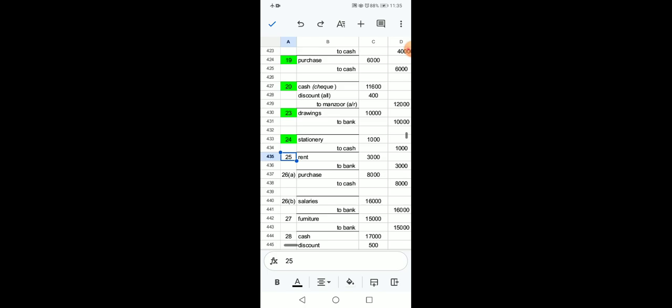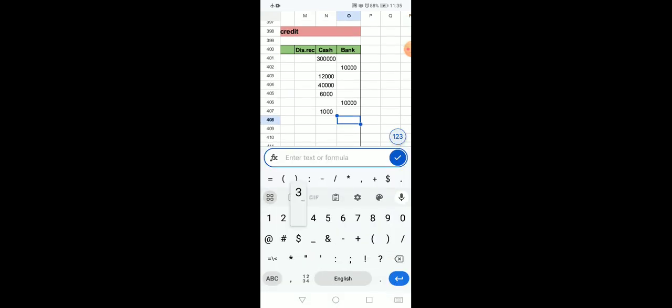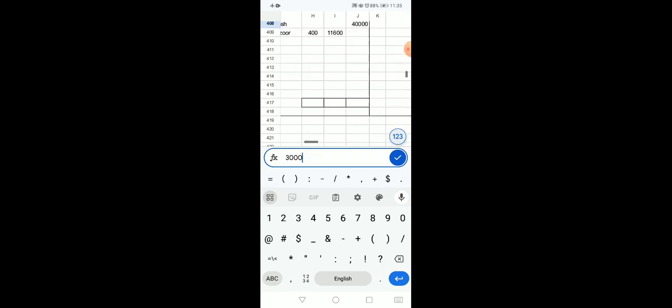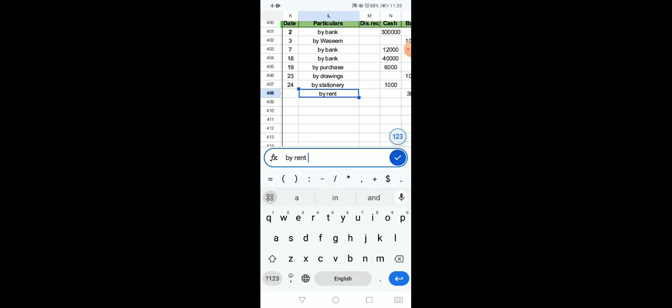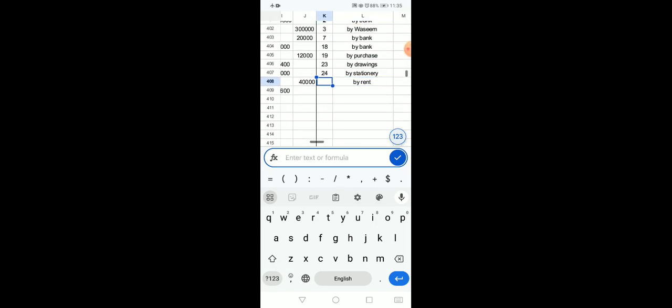Next entry is 25, where there are two elements, rent and bank, but we are related with only one aspect, which is bank. Bank is credited by 3,000. Go to the credit side of the bank and write 3,000 over here. Now see the reference, which is rent. Rent is written on the opposite side, so write by rent over here. Now see the date of this entry, which is 25. Write down 25 over here. In this way, the 25th entry has been completed. Mark it as it has been done.